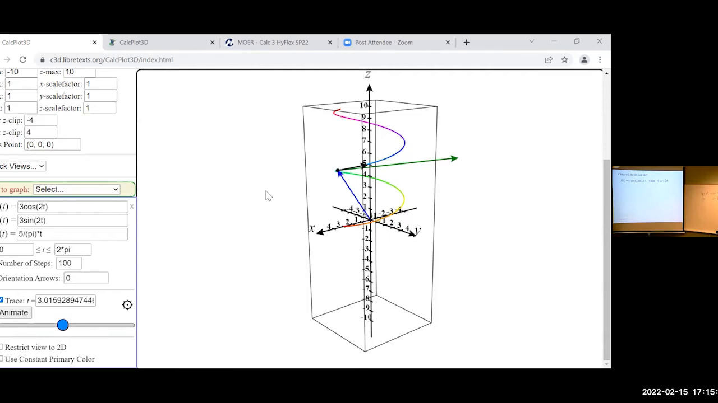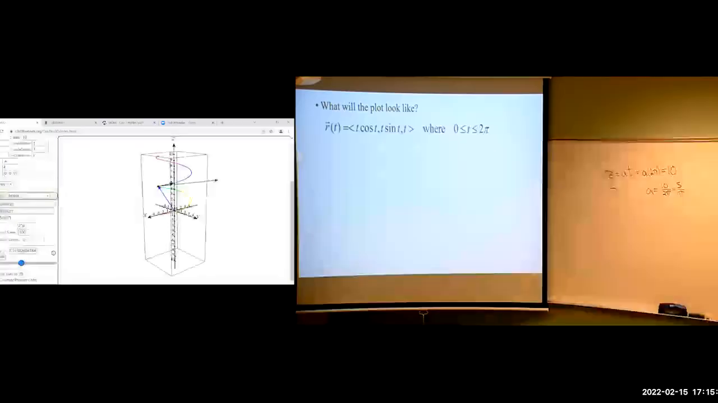All right. Another one here. I added a t in front of the sine and the cosine now. What is that going to do? It's going to make it get wider as t gets bigger, right? So let's go back to a little bit more basic. We won't worry about height for right now. We know how to do that. And 0 to 2 pi.